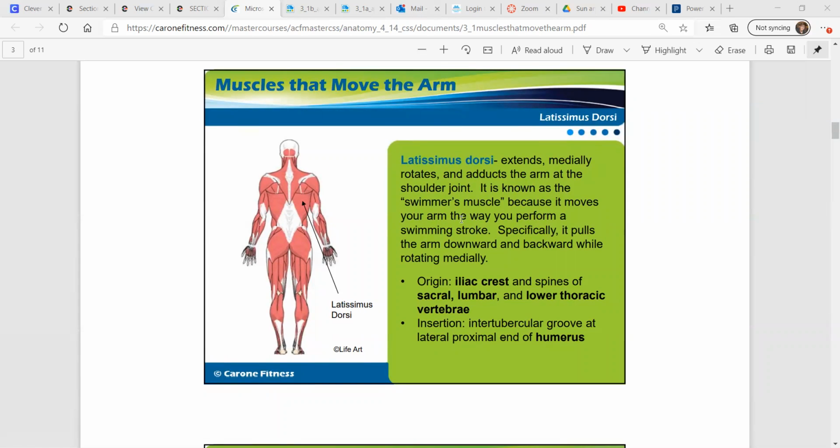So specifically, it pulls the arm downward and backward while rotating medially. And the origin point is the iliac crest and spines of sacral, lumbar, and lower thoracic vertebrae. Insertion, intertubercular groove at the lateral proximal end of the humerus.